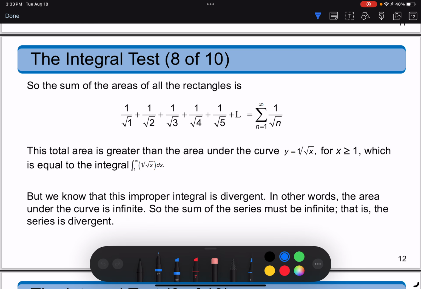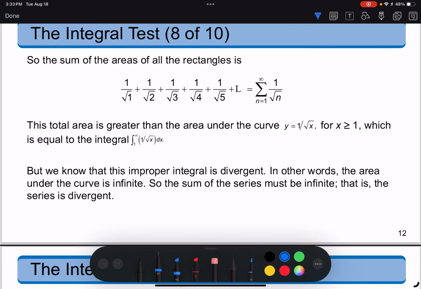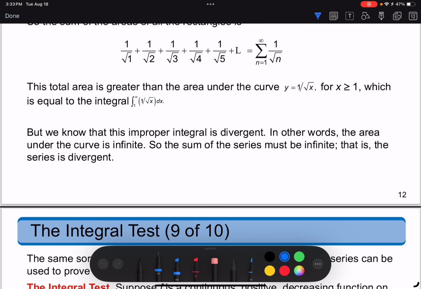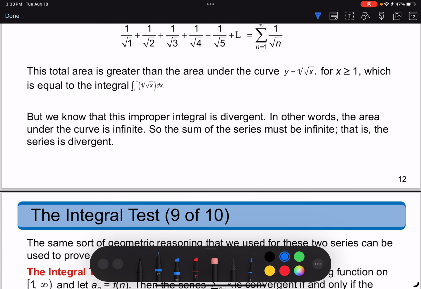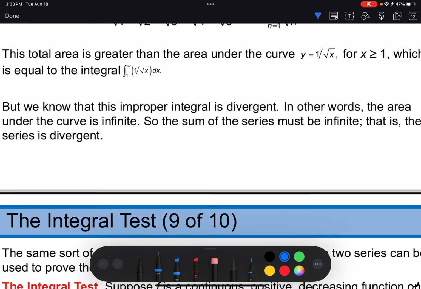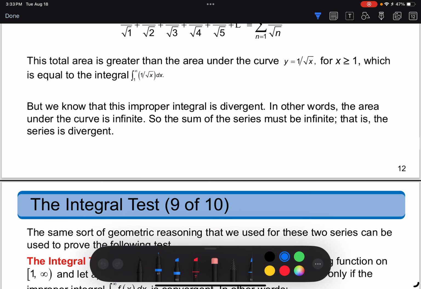So the sum of the areas of all rectangles is 1 over square root of 1 plus 1 over square root of 2 plus 1 over square root of 3 and so on. This is the summation of 1 over square root of n. This total area is greater than the area under the curve y equals 1 over square root of x for x greater than or equal to 1, which is equal to the integral of 1 over square root of x dx. But we know that this improper integral is divergent.